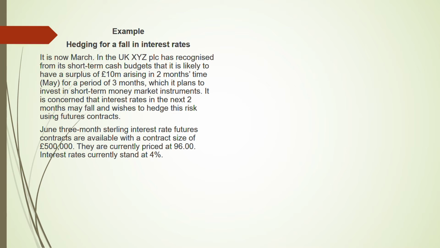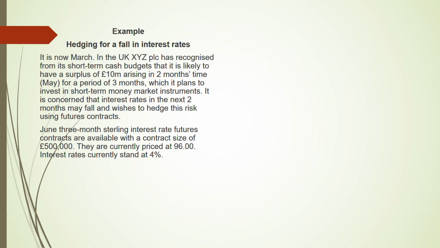Interest rate future contracts are available with a contract size of 500,000. So contract size is given as 500,000. And how much you have to hedge? 10 million. They are currently priced at 96. That means interest rate is 4%. So you see 100 minus 4 is 96, and 100 minus 96 is 4. So either way you will get the interest or the price.